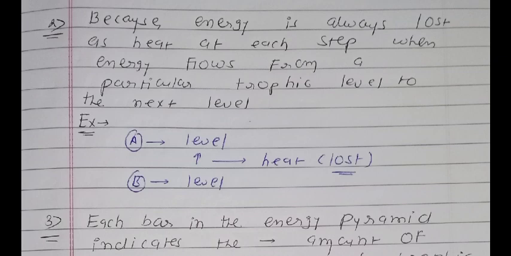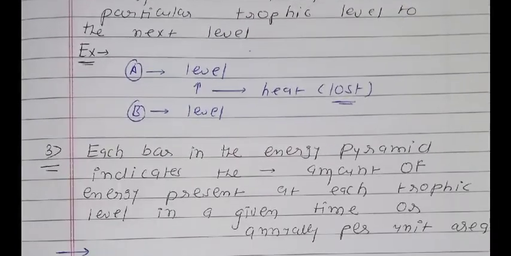So we can say that level B is a higher trophic level while level A is a lower trophic level, because level A is located at the top of the pyramid while level B is located at the base of the pyramid. So when energy goes from level B to level A, some energy will be lost in the form of heat. Okay, so 2 points are completed.